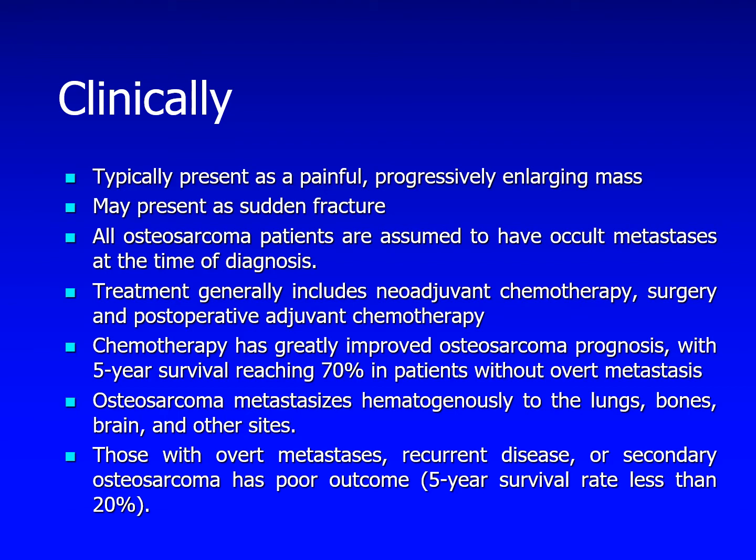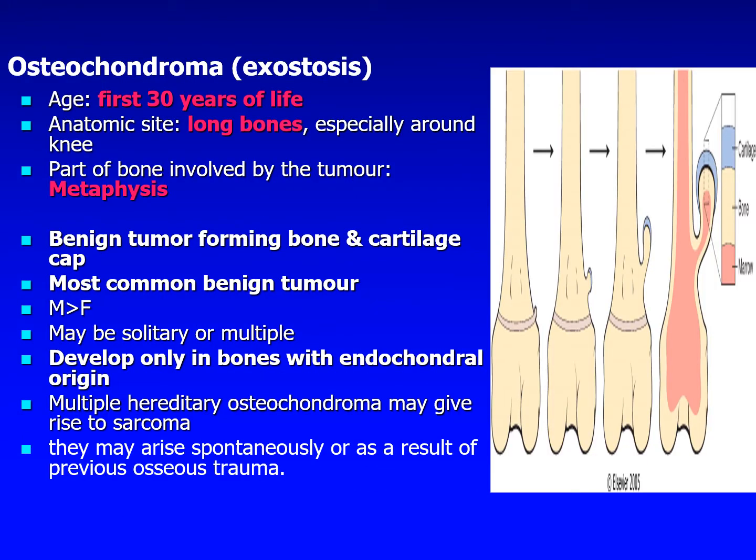Chemotherapy has greatly improved osteosarcoma prognosis, with 5-year survival reaching 70% in patients without overt or frank metastasis. Osteosarcoma metastasizes hematogenously to the lungs, bones, and brain. And those with overt metastasis, recurrent disease, or secondary osteosarcoma have poor outcome, with a 5-year survival rate less than 20%. Next, we look at osteochondroma, also known as exostosis.